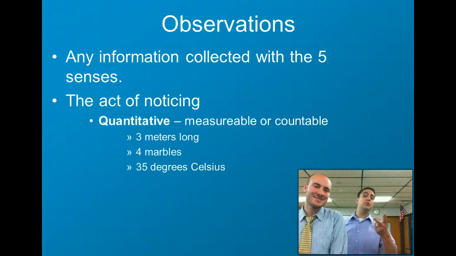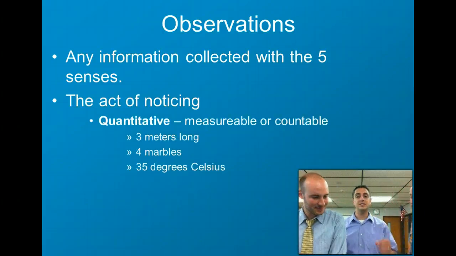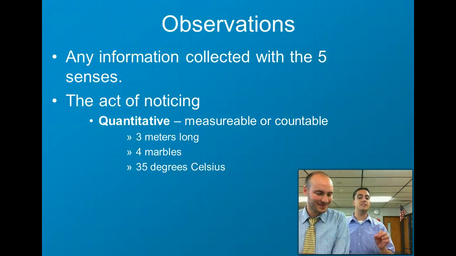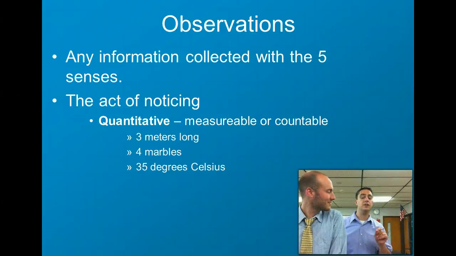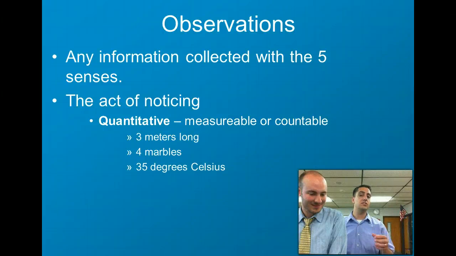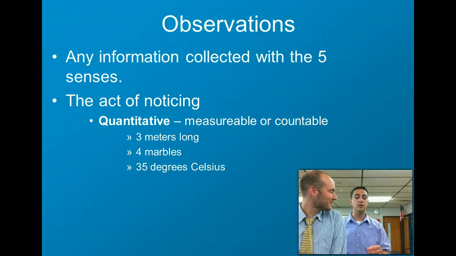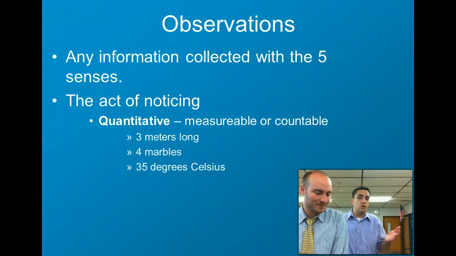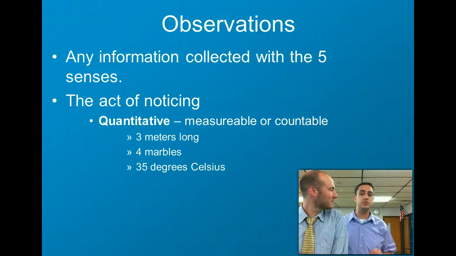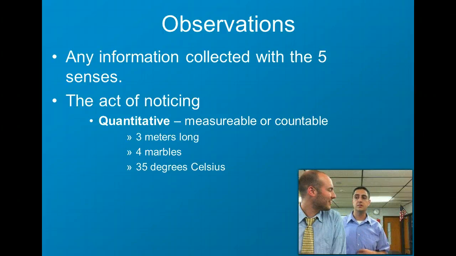I was going to say there's actually two different types. The first type is known as a quantitative observation. What I want you to focus on is that there's an N in it. That's important because quantitative observations involve measuring or counting something. So the number is important. That's the N part. Examples would be 3 meters long, or 4 marbles, or even 35 degrees Celsius. They're all quantitative observations. What if it doesn't have a number, though?